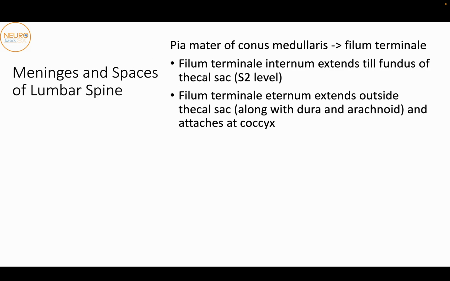Right. So the meninges and the spaces of the lumbar spine are more or less similar. You have the subarachnoid space, but the pia mater of the conus medullaris does form an important structure here known as the filum terminale. The filum terminale has an internum and an externum part. The internum part is going to extend up till the lower border of the thecal sac, that is the S2 level. Beyond that, the filum terminale will continue along with dura and arachnoid and attach at the level of the coccyx, and that is known as the filum terminale externum.